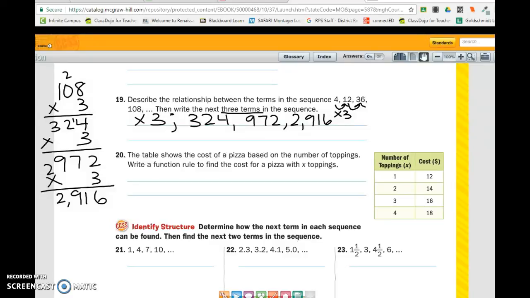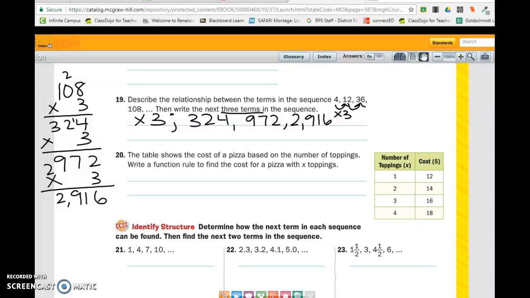Let's take a look at number 20. The table shows the cost of a pizza based on the number of toppings. Write a function rule to find the cost for a pizza with x toppings. So let's see if we can do this in one step. To get from 1 to 12, we can either add 11 or multiply by 12. And that does not work for the next step. So this is going to be a two-step problem.